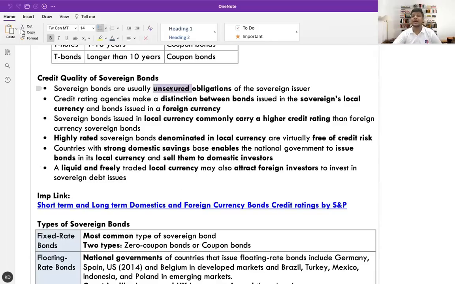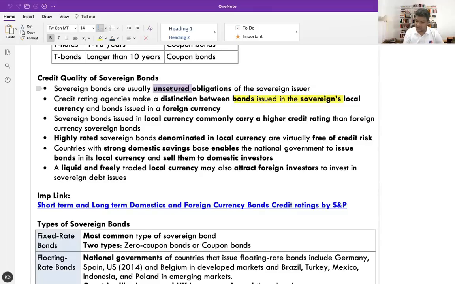Okay, so they are unsecured. They don't have a claim on a specific asset of the government. So sovereign bonds are unsecured obligations. However, their credit ratings are said to be the best. Credit rating agencies make a distinction between bonds issued in the sovereign's local currency and in foreign currency.